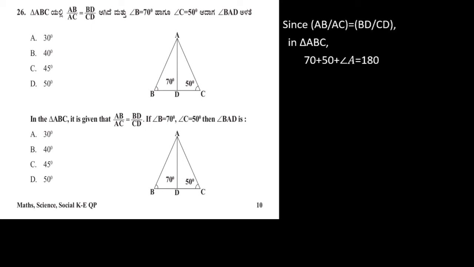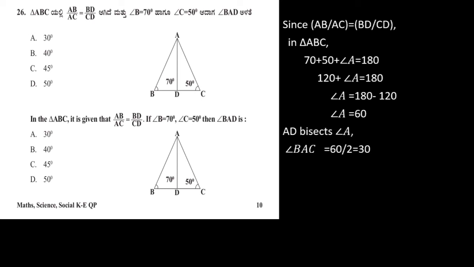By adding, 70 plus 50 is 120, plus A angle equals 180. Sending 120 to the other side, it becomes minus 120, so subtracting we get A angle equals 60. They said AD is bisecting angle A, so angle BAD is half of that. 60 by 2 is 30. So option A, 30, is the correct one.